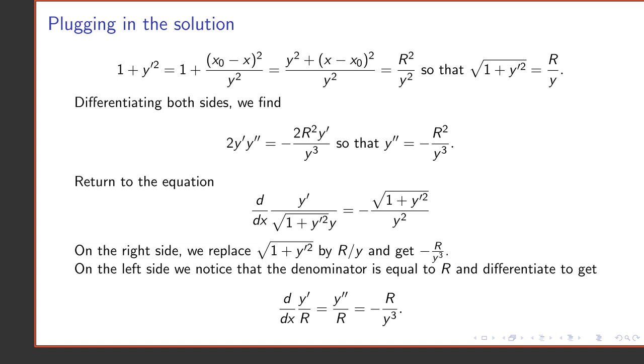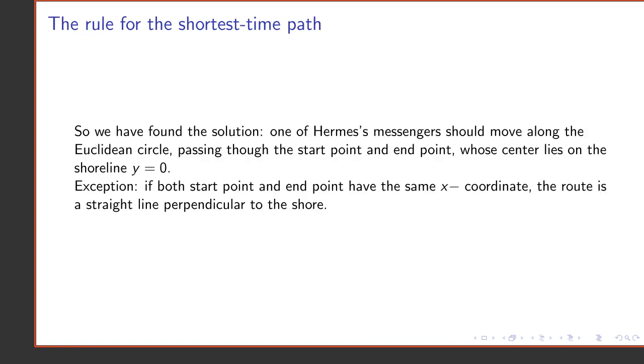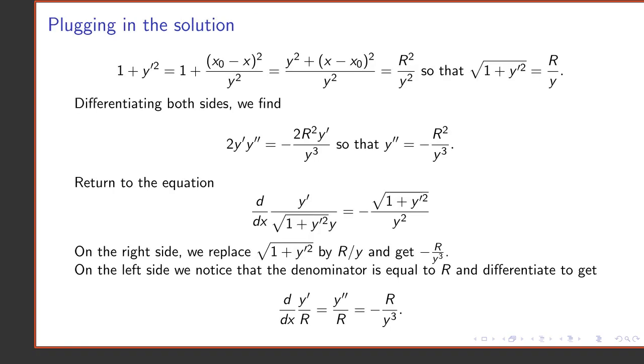Now let me make some use of this equation, and we will be done. What we have found, let's look back here, is that when we differentiate the equation for the circle, we find y double prime equals minus r squared over y cubed, and therefore we have verified that we have found a solution to this differential equation.